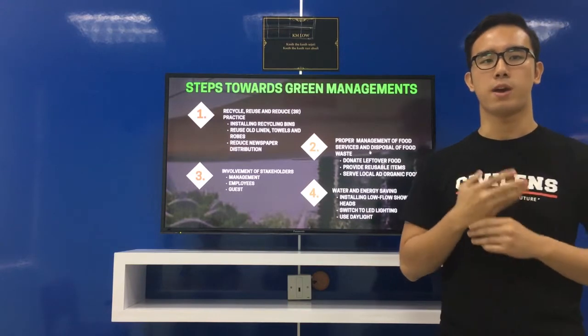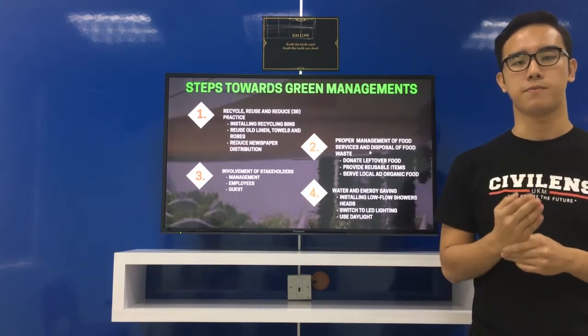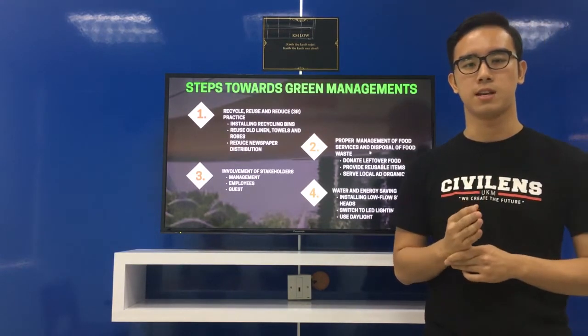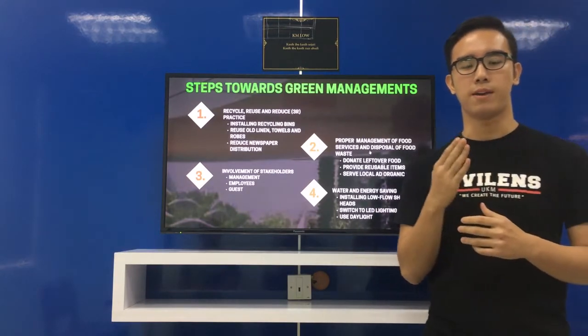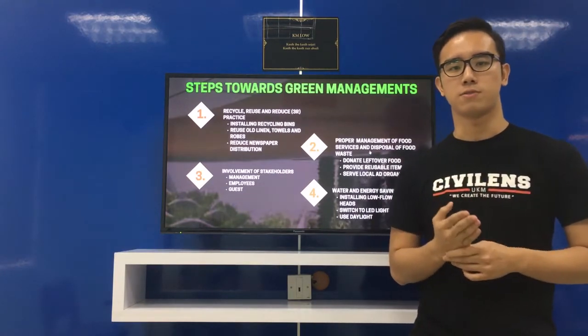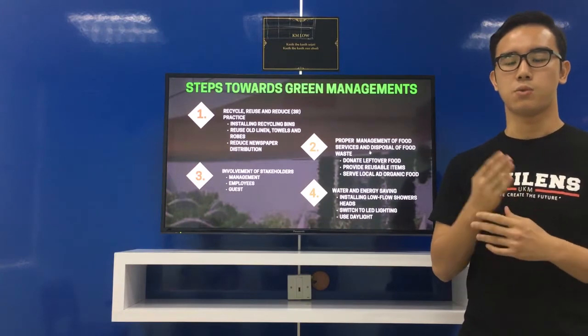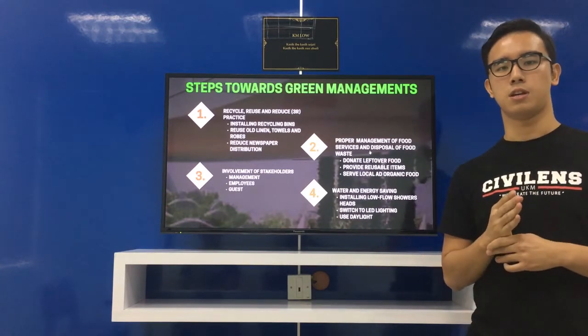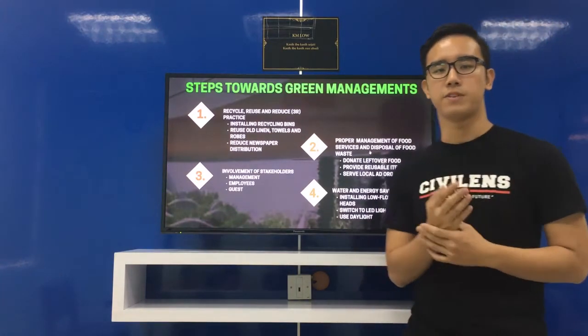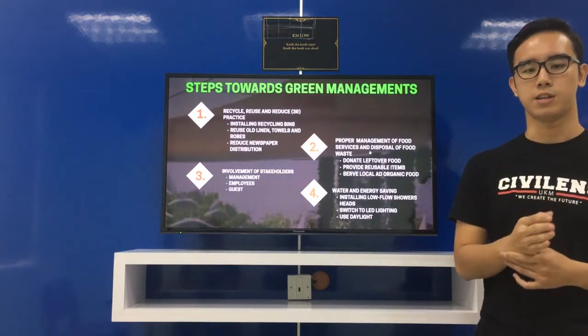And the second point is to have proper management of food service and also disposal of food waste. And the third one is to have the involvement of the stakeholders. And the last point is to save water and energy. Now, come back to the first point. The first point is to reuse, recycle and reduce.